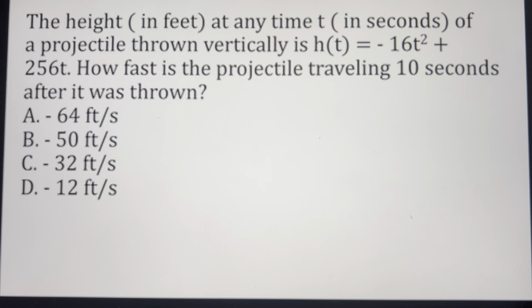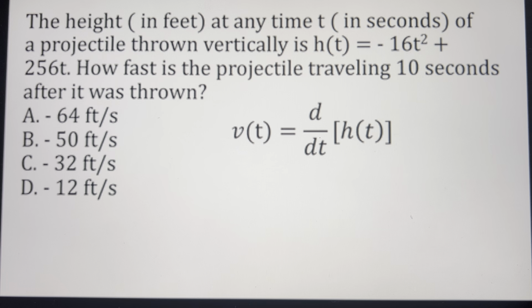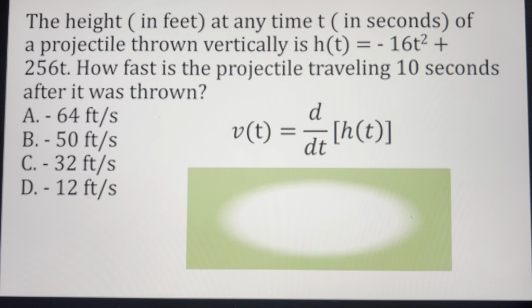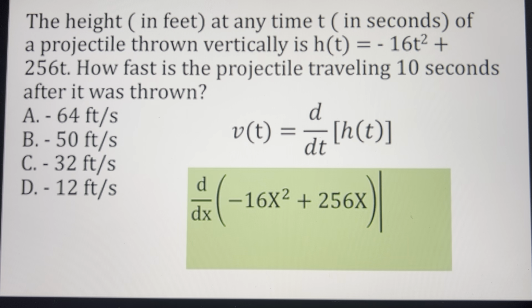So velocity is the first derivative of our height function. So putting that in our calculator and changing t into x, what's the first derivative? When x equals 10, that will be negative 64 feet per second.